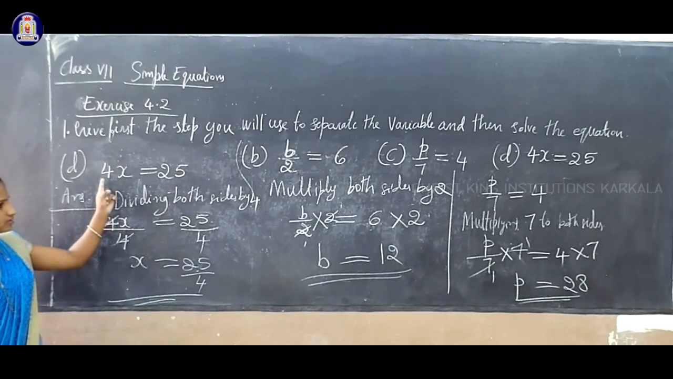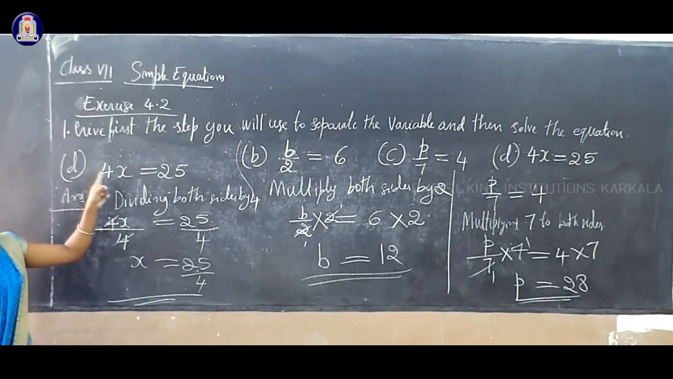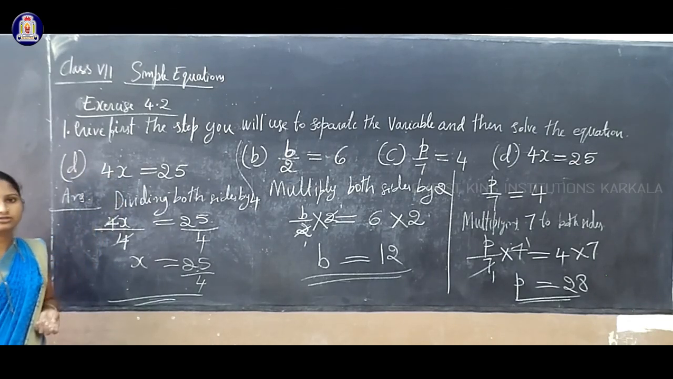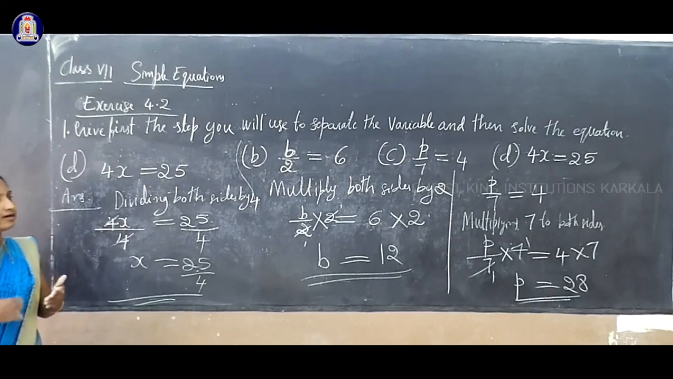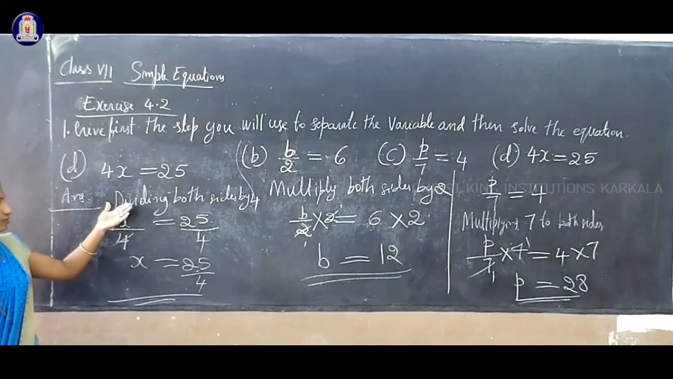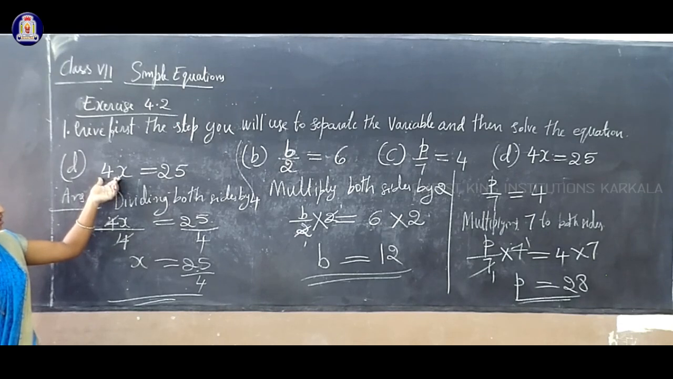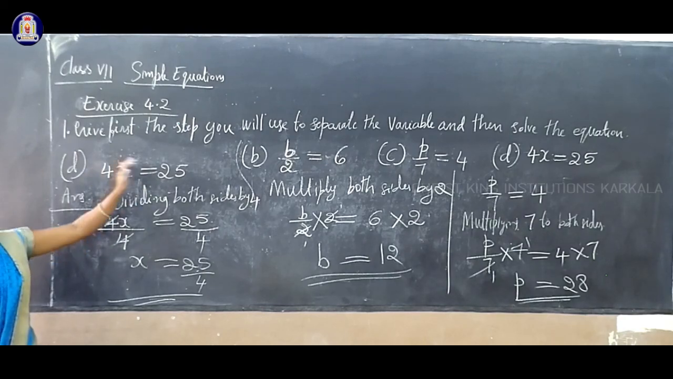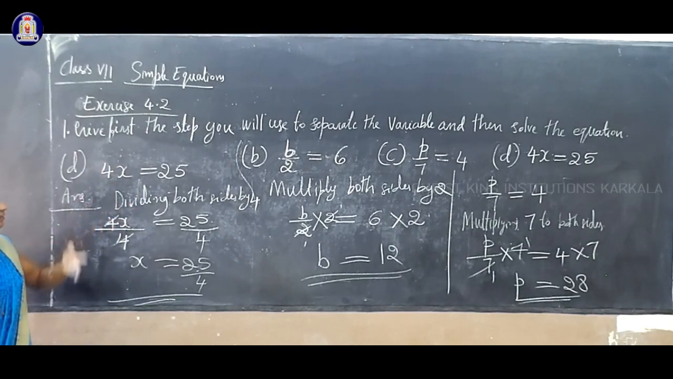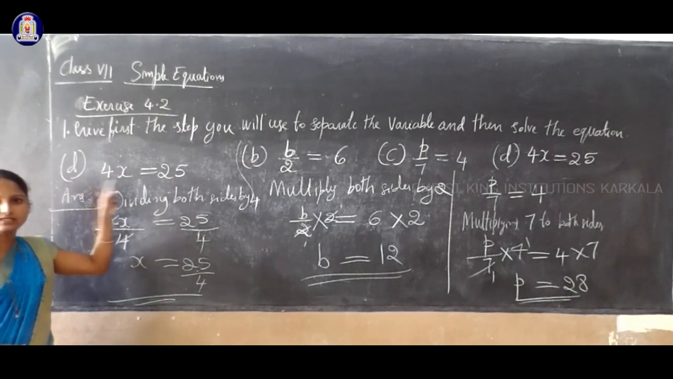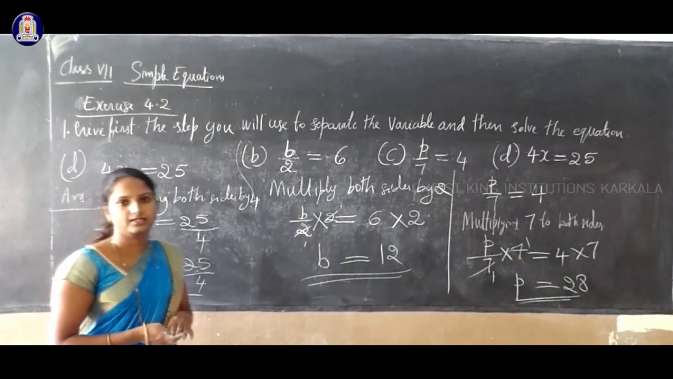So first see the question, whether it is multiplied or divided, or added or subtracted. That you have to see. Then think about how we can separate the variable. In this question it is multiplied, so we divide both the sides. Suppose it is divided, then you have to multiply. For example, if it is added, then you have to subtract. Yes. Thank you.